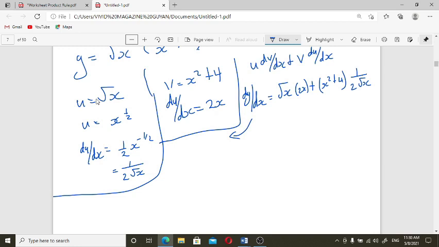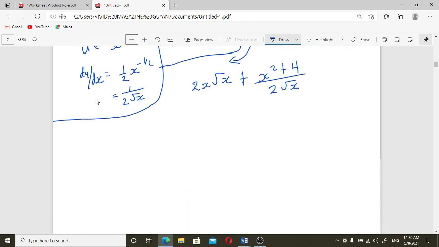So this is actually going to give me 2x root x plus x squared plus 4 divided by 2 root x. Now, as before, it's going to be fractional from this point, so this is divided by 1. So 2 root x. Let me work out this part here for you so you see what's about to happen.